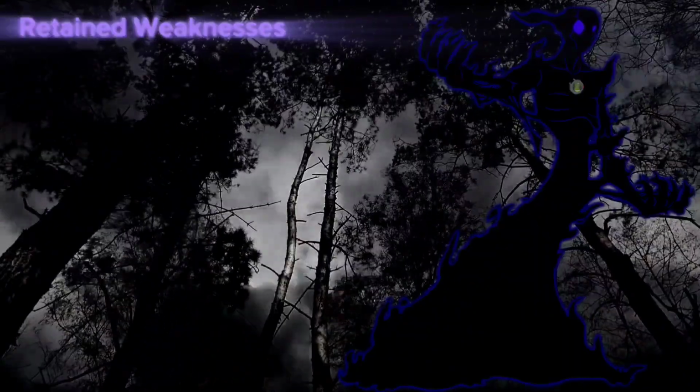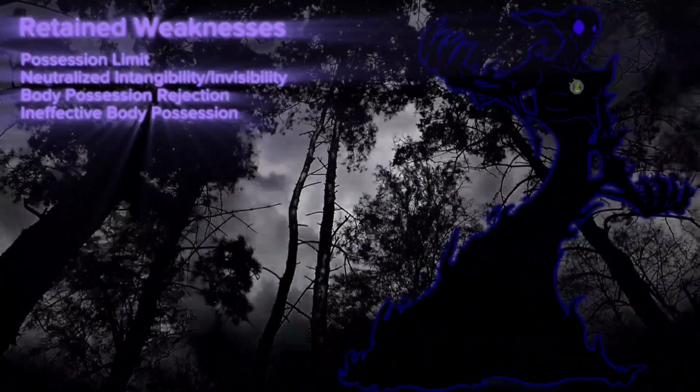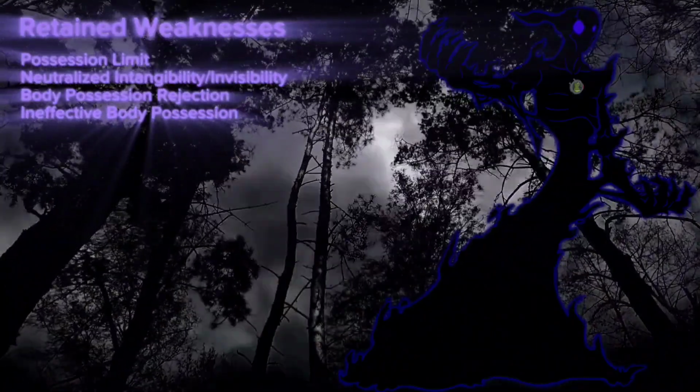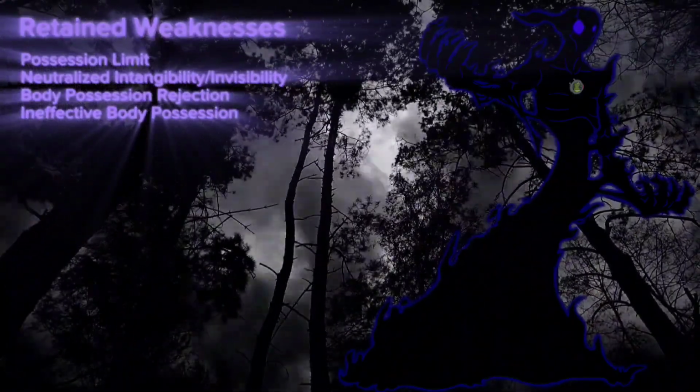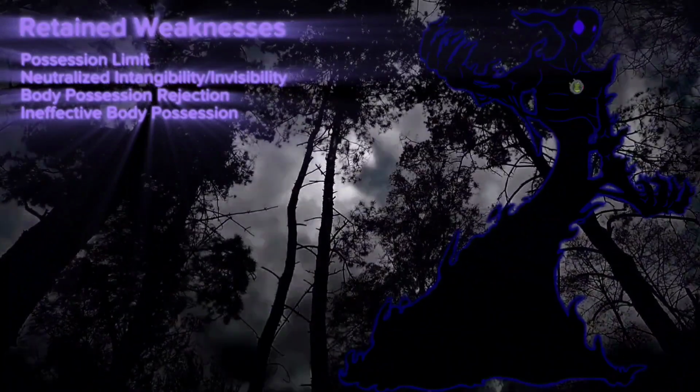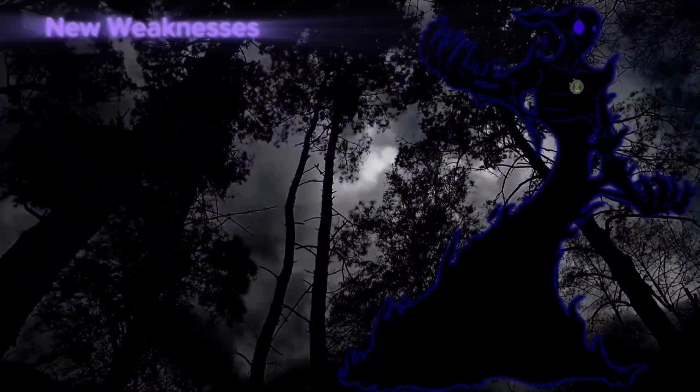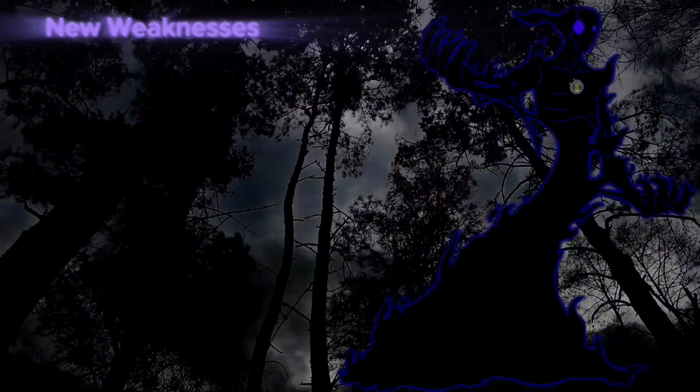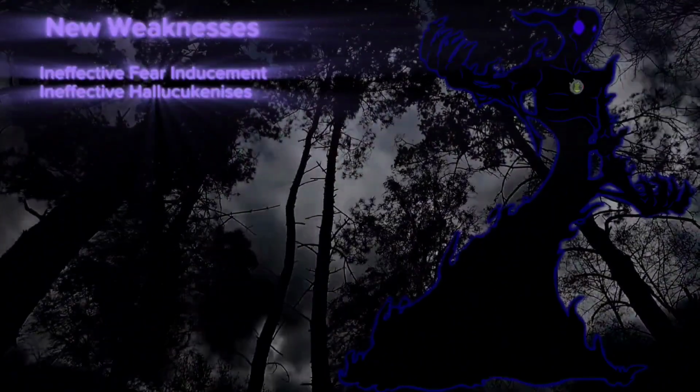Now, as far as weaknesses are concerned, retained weaknesses include a possession limit, neutralize intangibility and invisibility, body possession rejection, and ineffective body possession. New weaknesses include ineffective fear inducement and ineffective hallucikinesis.